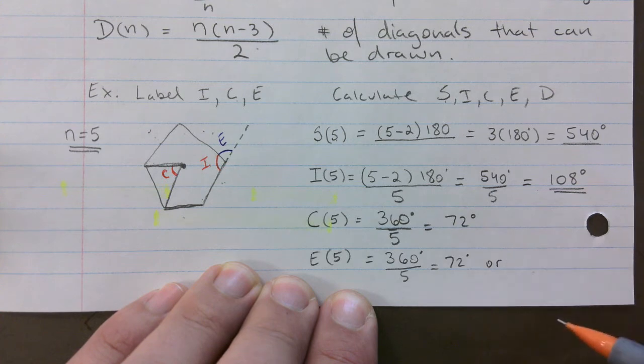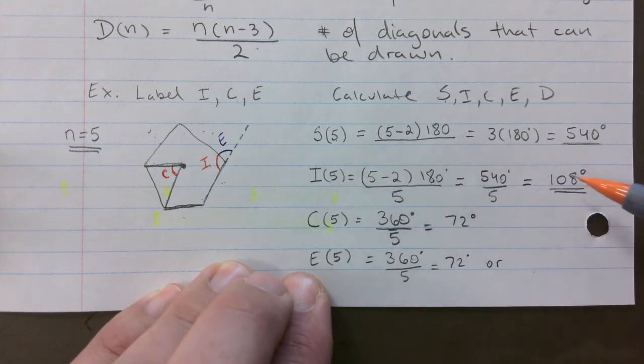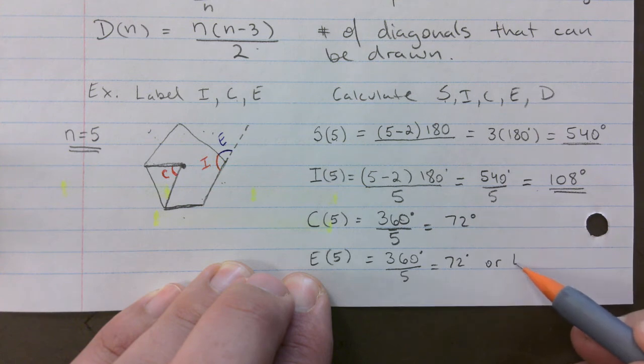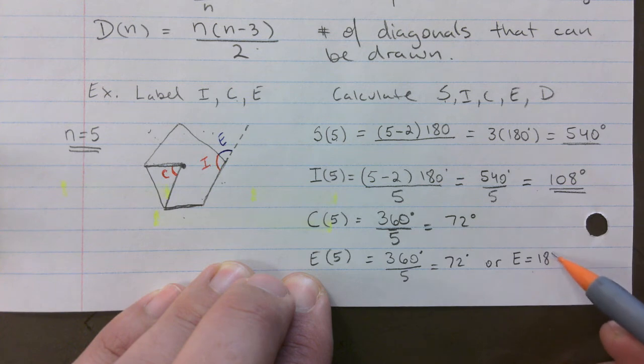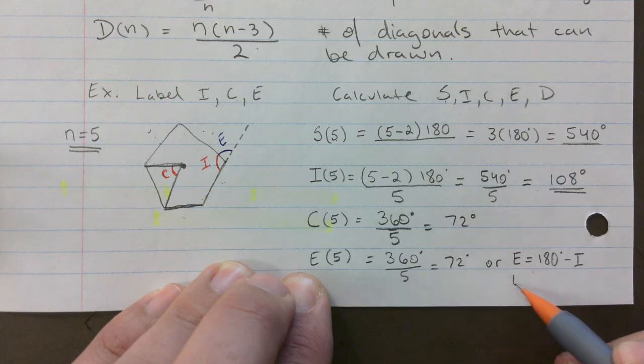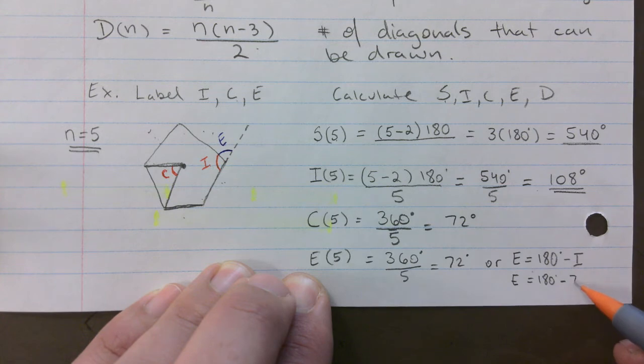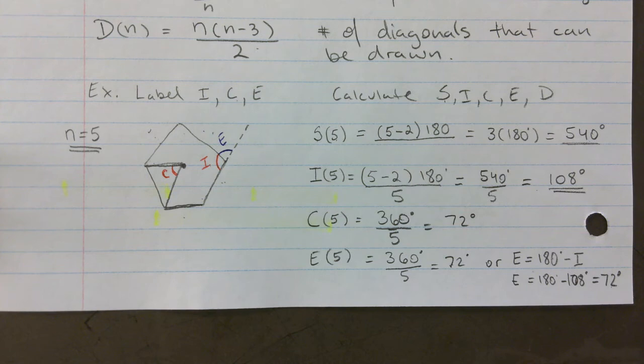Or what else do we know about the interior and the exterior? They're supplementary. So I could also say, hey, if I just go 180 minus I, it's going to be very cramped, 180 minus 108, right? That is 72. So two ways of figuring out the same information. Sometimes it's better to do it this way. Sometimes it's easier to do it that way.